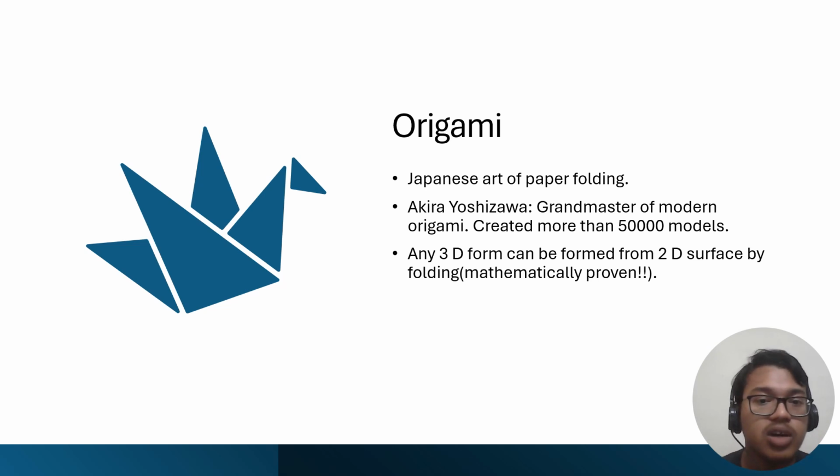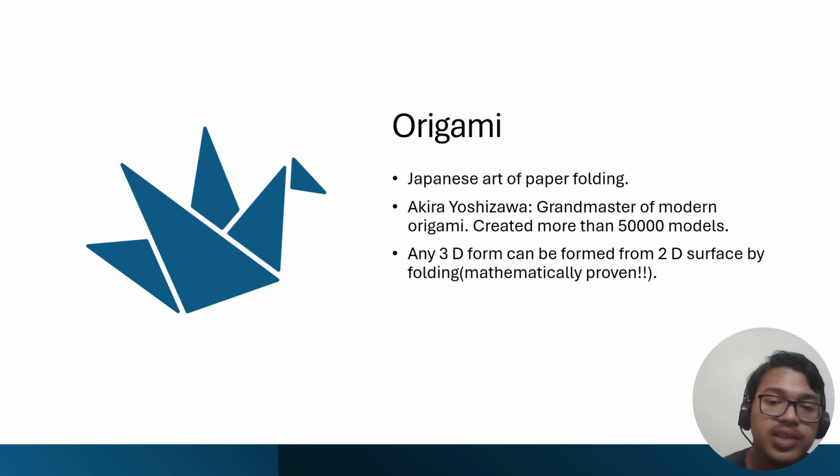So what is origami? Origami is just the Japanese art of paper folding, and it has been a part of Japanese culture for quite a long time. It was in the early 20th century that a popular Japanese origamist, Akira Yoshizawa, who is also known as the grandmaster of modern origami, made origami very popular across the whole world. He also created more than 50,000 origami models.